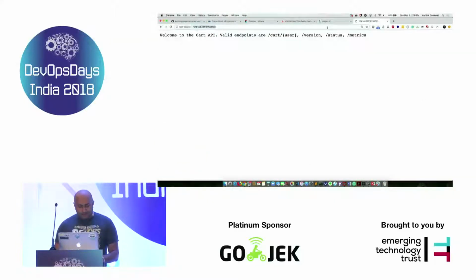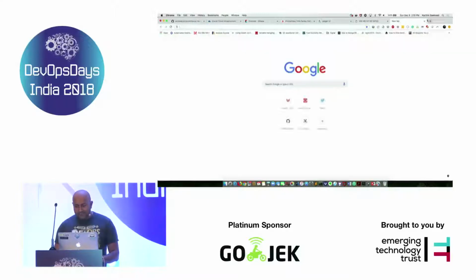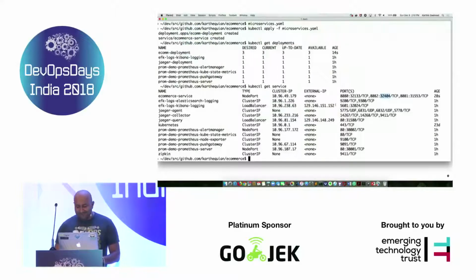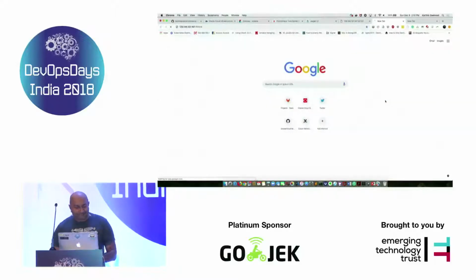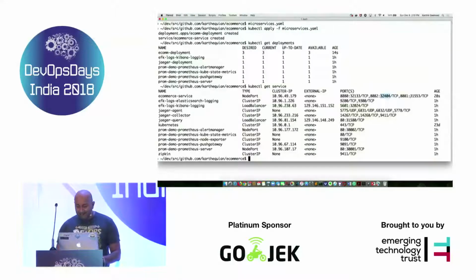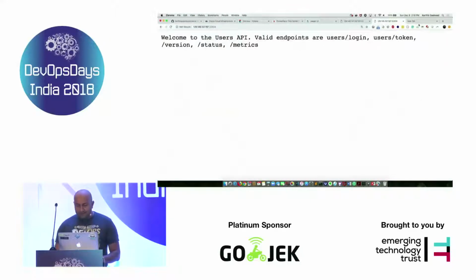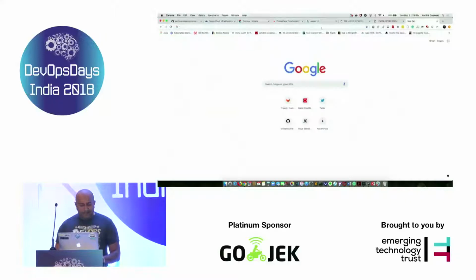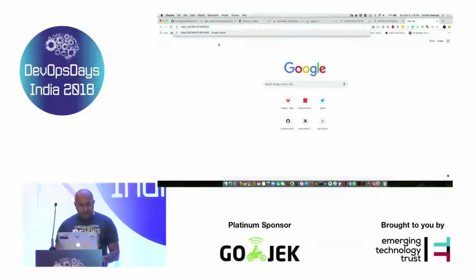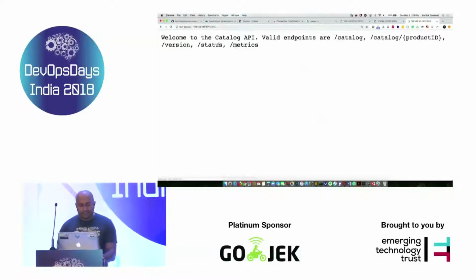Actually, I'll make 3 tabs. And then I'll immediately forget which tab has what thing. This is the joy of demos. Okay, so this is a user's API, great. And then the last one will be, okay, so this is the catalog.